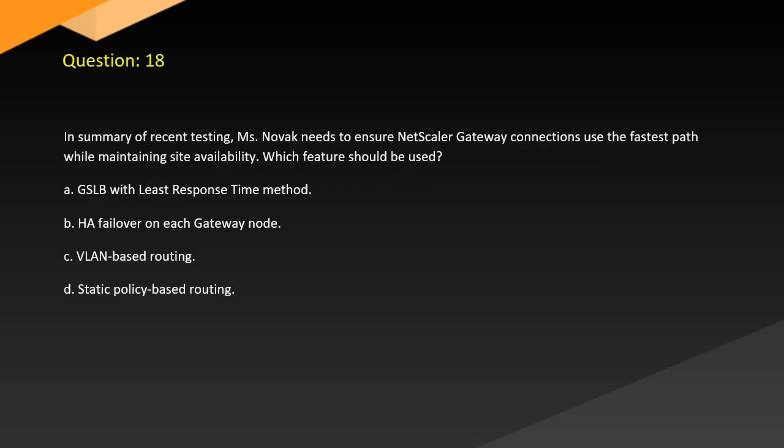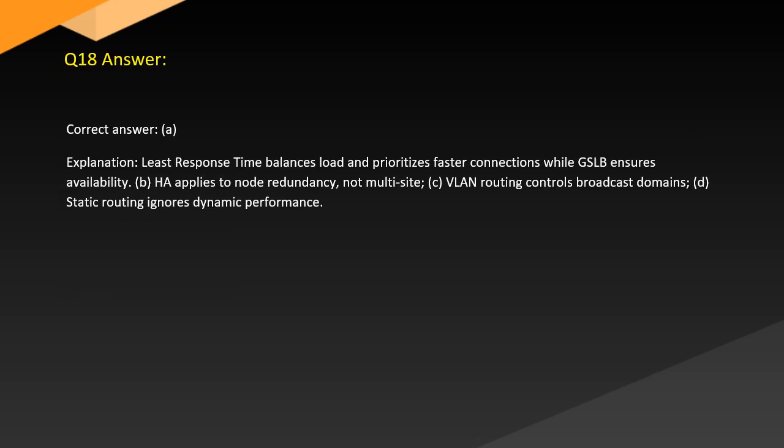Question 18. In summary of recent testing, Novik needs to ensure NetScaler gateway connections use the fastest path while maintaining site availability. Which feature should be used? A. GLB with least response time method. B. Half failover on each gateway node. C. VLAN-based routing. D. Static policy-based routing.